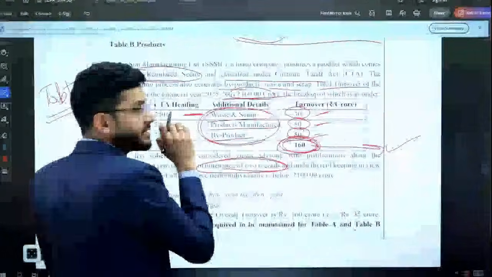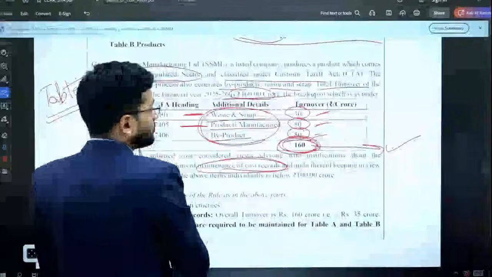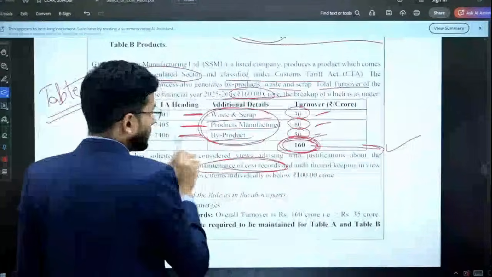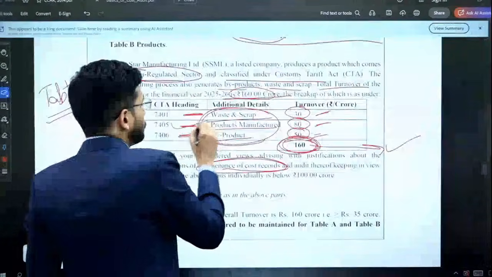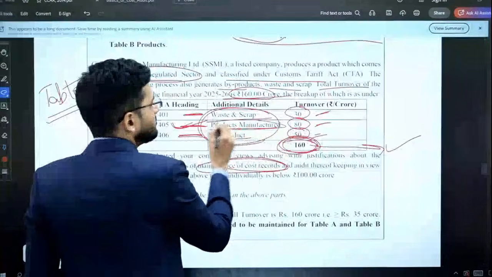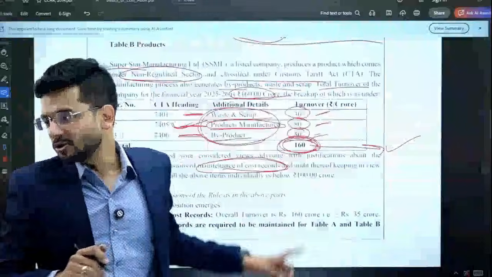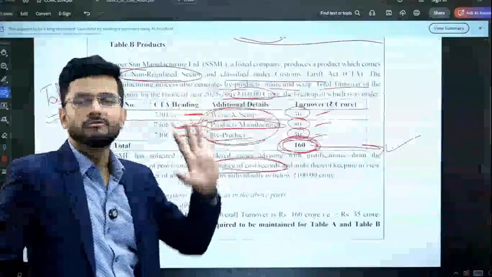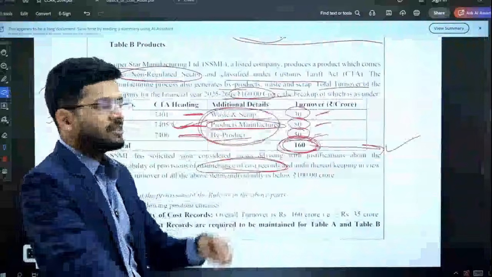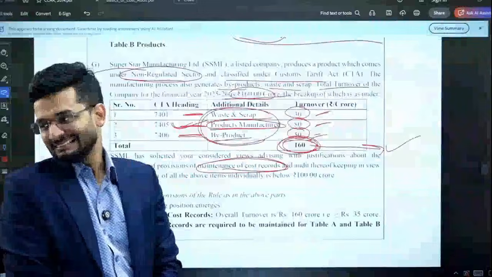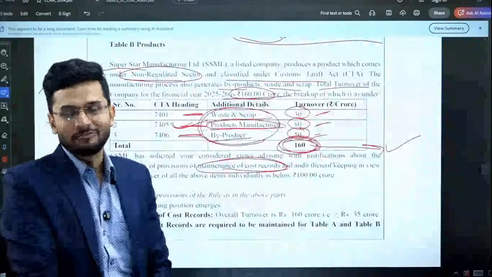Whether rule 3 is applicable on waste, on product manufactured, or on byproducts. So I'll give you a very simple example. Rule 3 will definitely be applicable on products manufactured. I'm confused about the byproducts. I'm confused about the waste and scrap. Now you tell me whether rule 3 will be applicable on the byproducts and the waste and scrap. That is the question. So I'll give you the answer, guys.